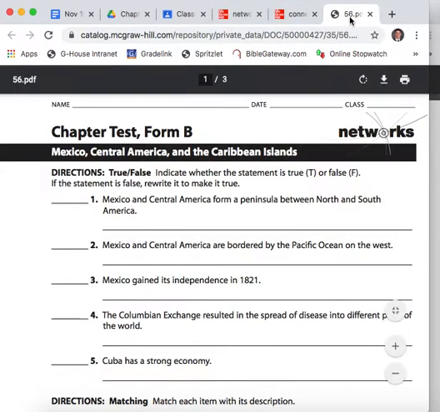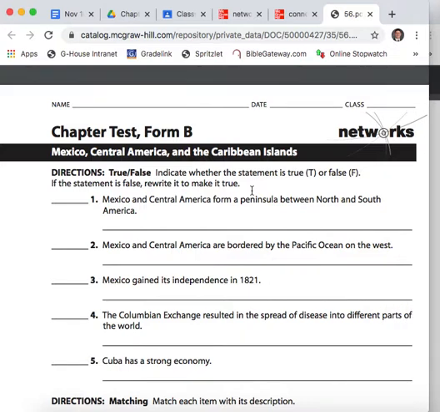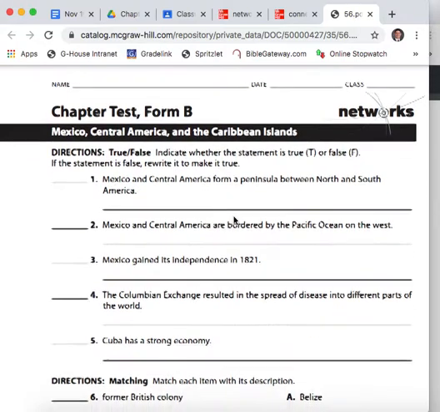So if we take a look at that form of the test, here's what the paper version would look like. Those questions are going to be exactly the same as the online form, and we'll go through those to help you prepare and make sure that you've got these things completely ingrained in your brain, that we've learned them. So the first section is true and false. It says indicate whether the statement is true or false. If the statement is false, rewrite it to make it true.